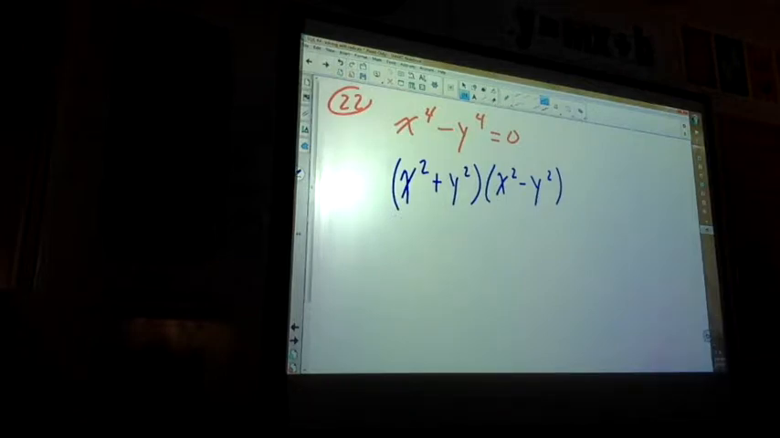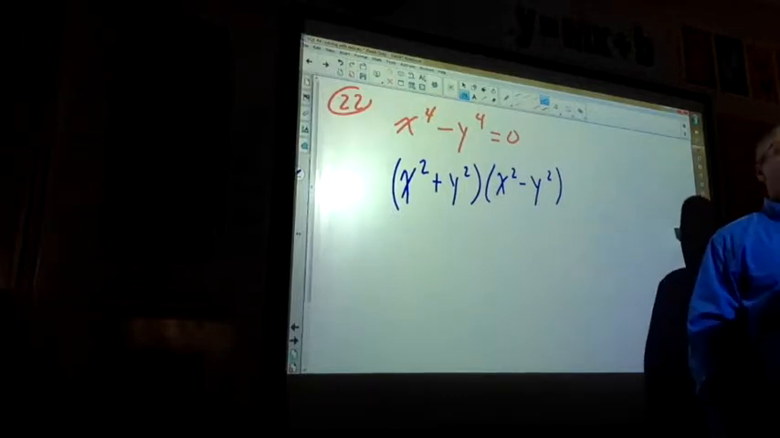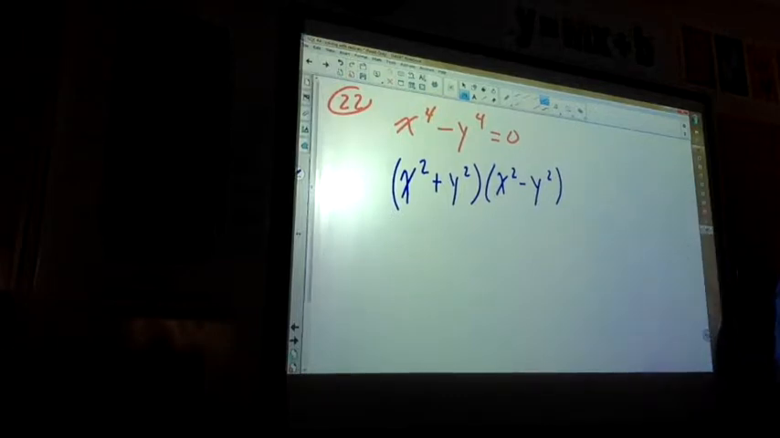Now this is a cheap, dirty, rotten trick. Okay, so if you got this far on this problem, I'd make it worth 3 points. And I'm going to give you minus 1 at this point. Does anyone see why?